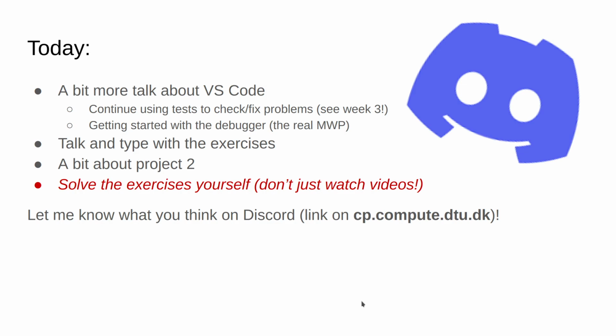So what I want to do today is basically talk a little bit more about VS Code, some of the issues that I saw last week, and this is sort of going to continue my series on how to identify and fix problems in VS Code that I started in week 3. Then I want to talk a little bit about the debugger as I work through the exercises, basically just talk and type my way through the exercises. Maybe I won't do all the exercises this time. I felt it took a little too long last time, and I could see that people weren't watching all the videos, so maybe that's a bit superfluous to do all of them. Then I want to talk a little bit about Project 2, and that's it.